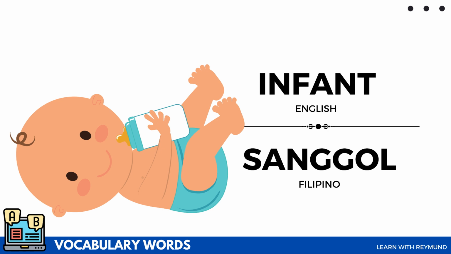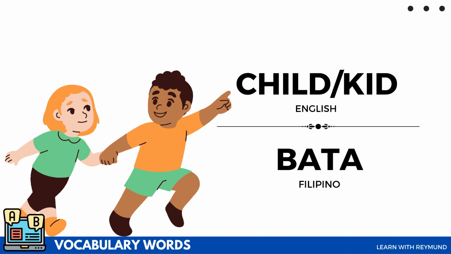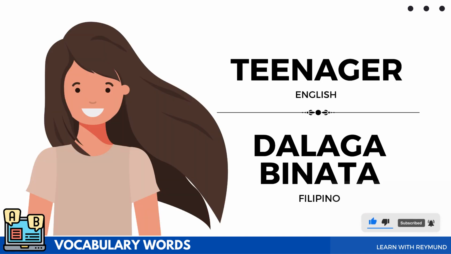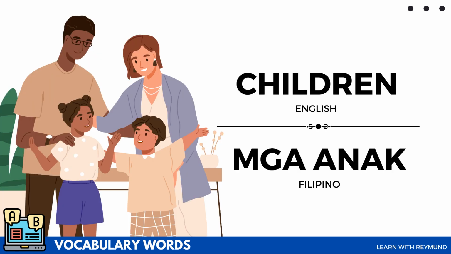Infant, sanggol. A child or a kid in English is bata. Child, kid, bata. A teenager in English can either be a dalaga for a girl while a binata for a boy. Teenager, dalaga, binata. Children in English, while in Filipino, that's mga anak. So we add the word mga to make it plural. Kasi the word anak is a kid or a child, mga anak, children.